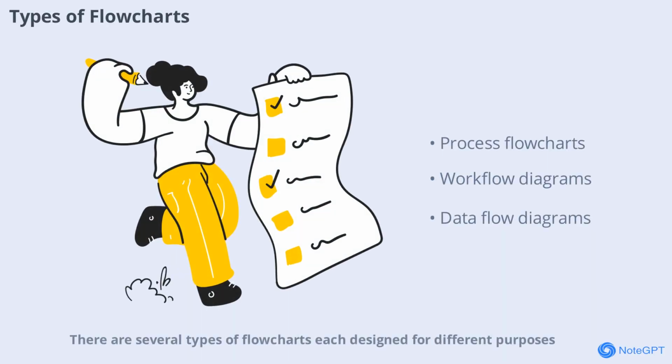There are several types of flowcharts, each designed for different purposes. The most common are process flowcharts, which map out the steps in a process. There are also workflow diagrams, which show how tasks move between people or departments, and data flow diagrams, which track how information moves through a system. Each type uses similar symbols but focuses on different aspects of a process, making flowcharts versatile tools for many situations.